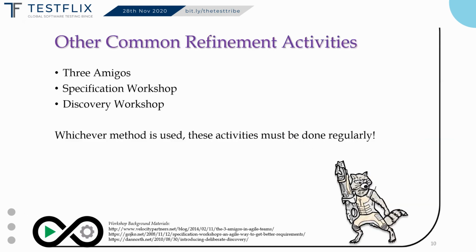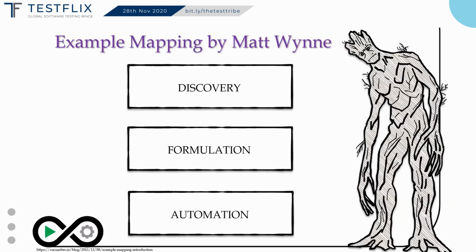There are a lot of common refinement activities known as Three Amigos or specification workshops or discovery workshops. Whatever you use, it's important they must be done regularly. So let's look at the example mapping itself. It is part of the discovery phase of behavior-driven development, which contains discovery, formulation, and automation as a process to identify your requirements, formulate them as executable specifications, and lastly, automate them.